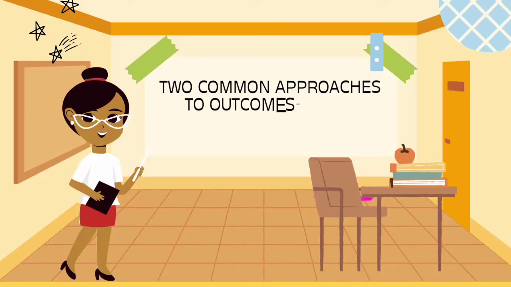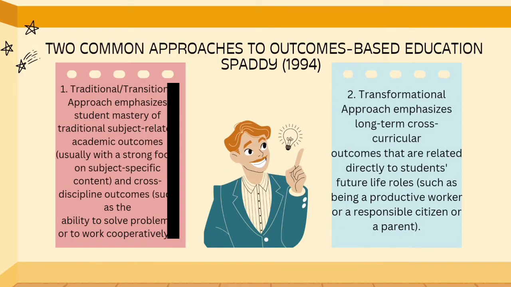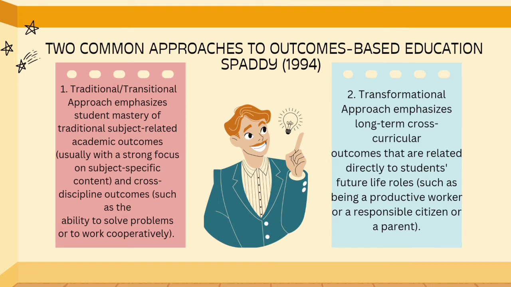According to Spady in 1994, there are 2 common approaches to an OBE curriculum. These are traditional or transitional approach. It emphasizes student mastery of traditional subject-related academic outcomes and cross-discipline outcomes such as the ability to solve problems or to work cooperatively. Next is transformational approach. This emphasizes long-term cross-curricular outcomes that are related directly to students' future life roles, such as being a productive worker or a responsible citizen or a parent.